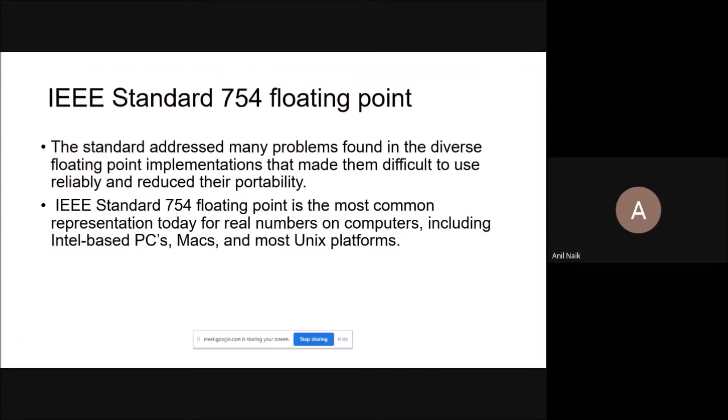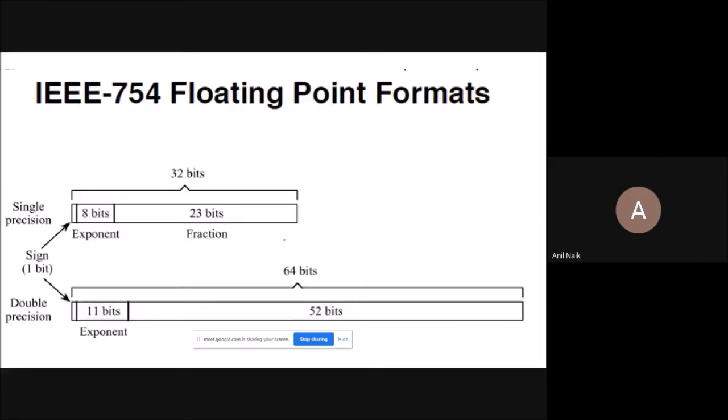So, IEEE data representation. The IEEE 754 floating point standard addressed many problems found in the diverse floating point implementations that made them difficult to use reliably and reduced their portability. IEEE 754 floating point is the most common representation today for real numbers on computers, including Intel-based PCs, Macs, and most Unix platforms. So they use the IEEE 754 standard data representation. It is very important for your exam; definitely you will get a question.